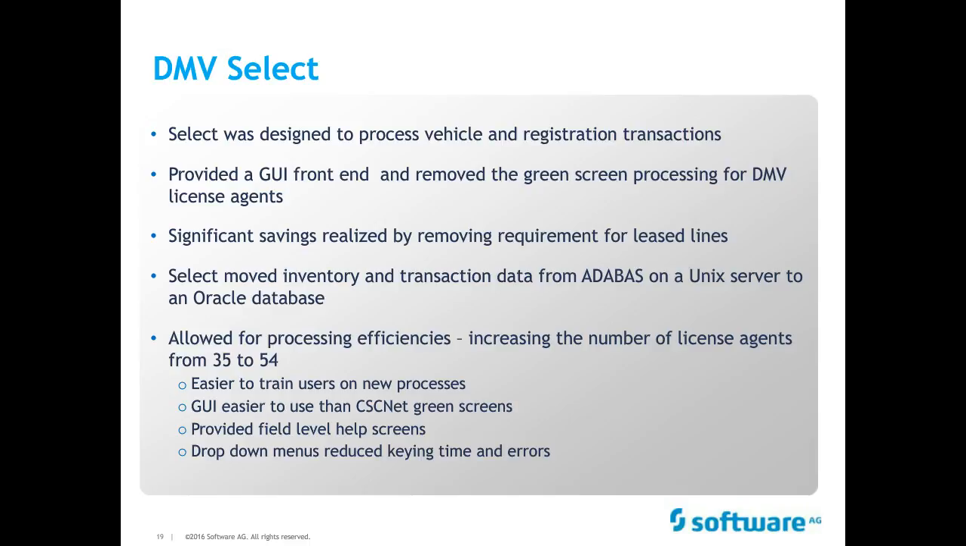The front-end inventory that would have been in a customer service center on the CSCNet application, and the same thing here for the Selects, we moved all that to an Oracle database. And what this did is it allowed for processing efficiencies. It increased the number of license agents from 35 to 54. It was easier to train users. The GUI is easier to use than the green screens, and it provided field-level help and drop-down menus, and keying time and errors were greatly reduced.